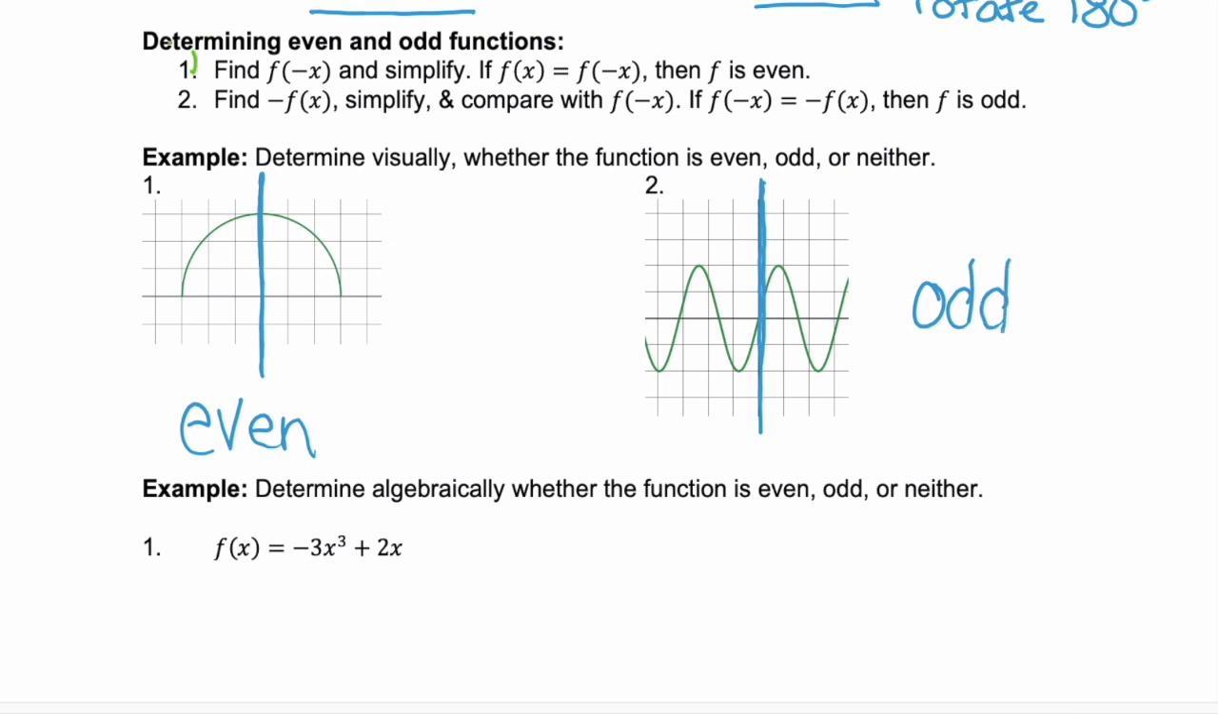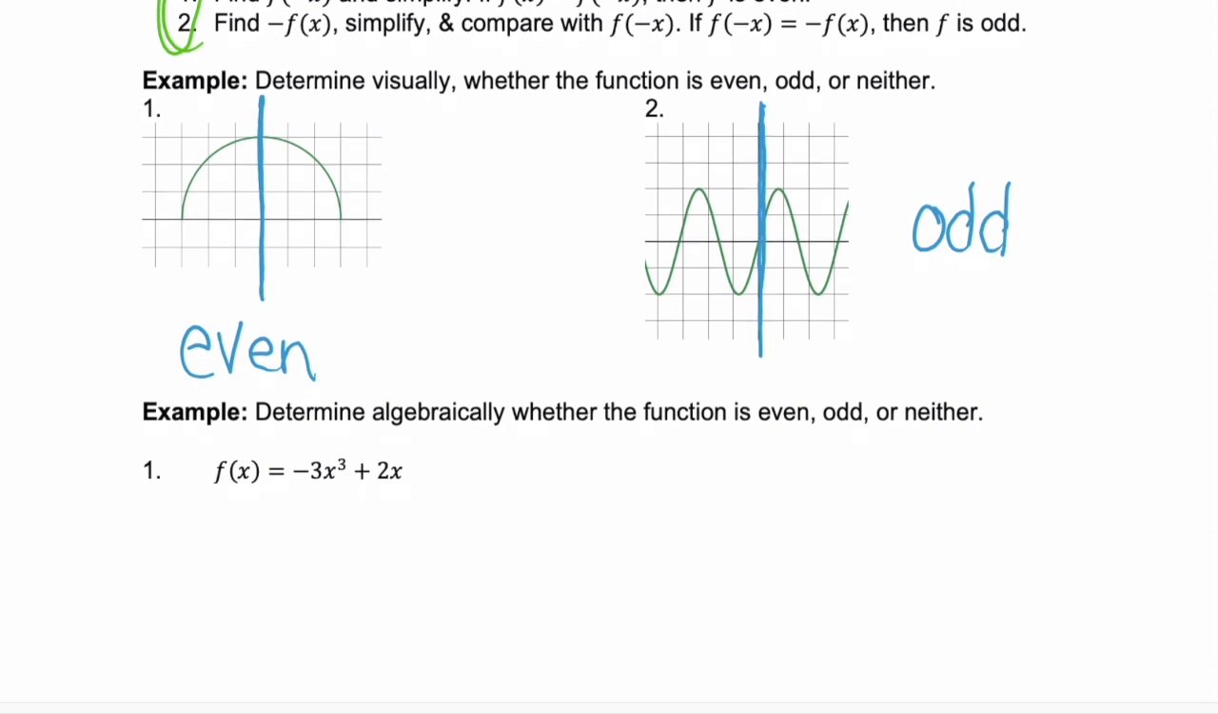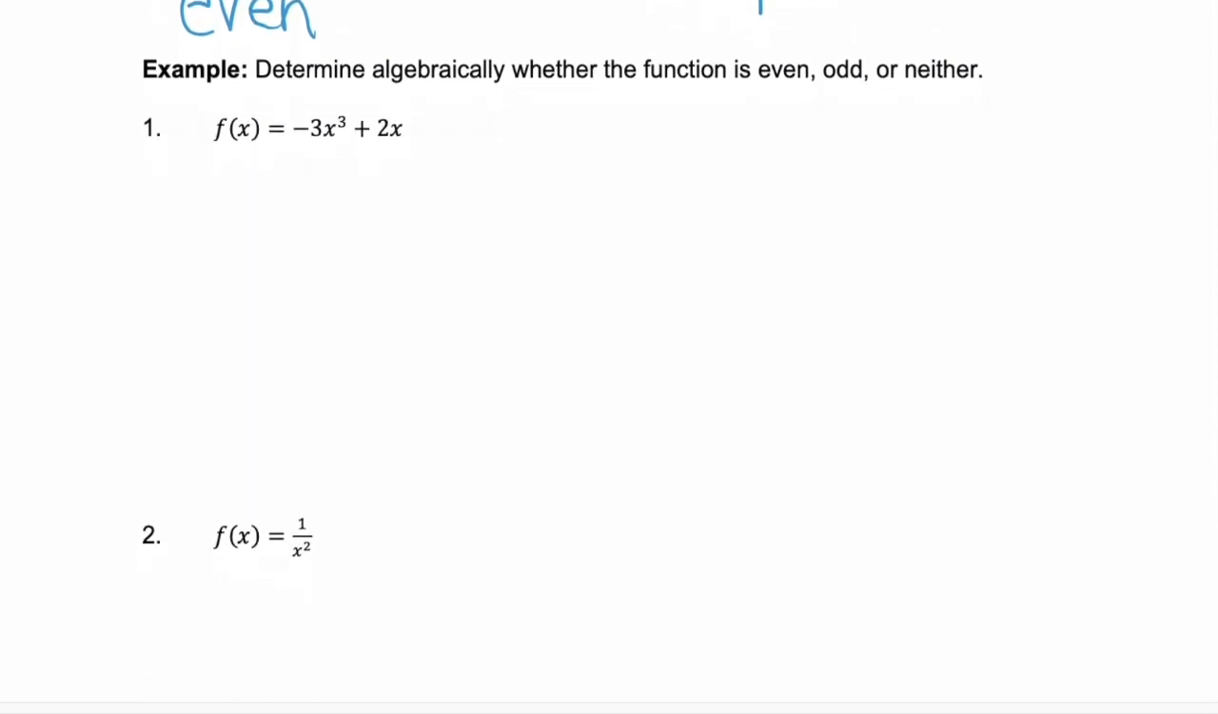Now, let's use these steps 1 and 2 to determine if we have an even or an odd function for these examples where we're given the function notation. So we're told that f of x equals negative 3x cubed plus 2x. And we want to determine first, is it even?